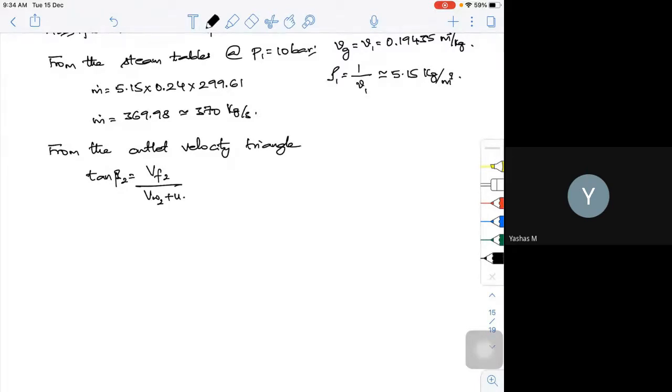Now let's substitute it. Actually, it is tan 38.77 if you want to be accurate, or you can substitute tan 39 also. 299.61 as my Vf2. So Vw2 I don't know, and the U value is 450 meters per second. If I substitute everything, I am getting Vw2 equal to minus 77.72 meters per second.